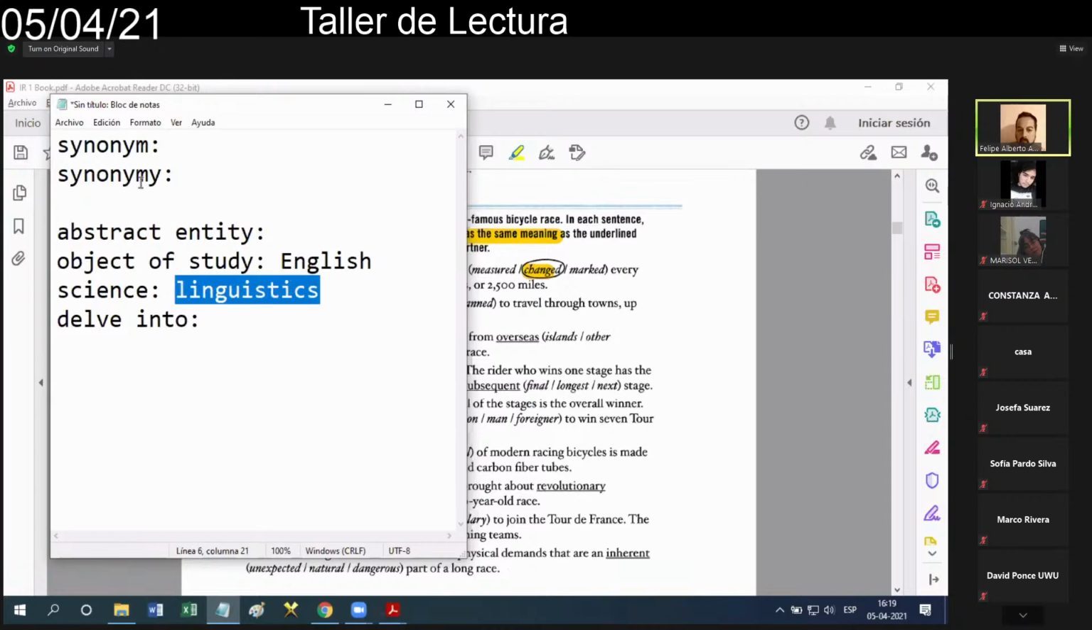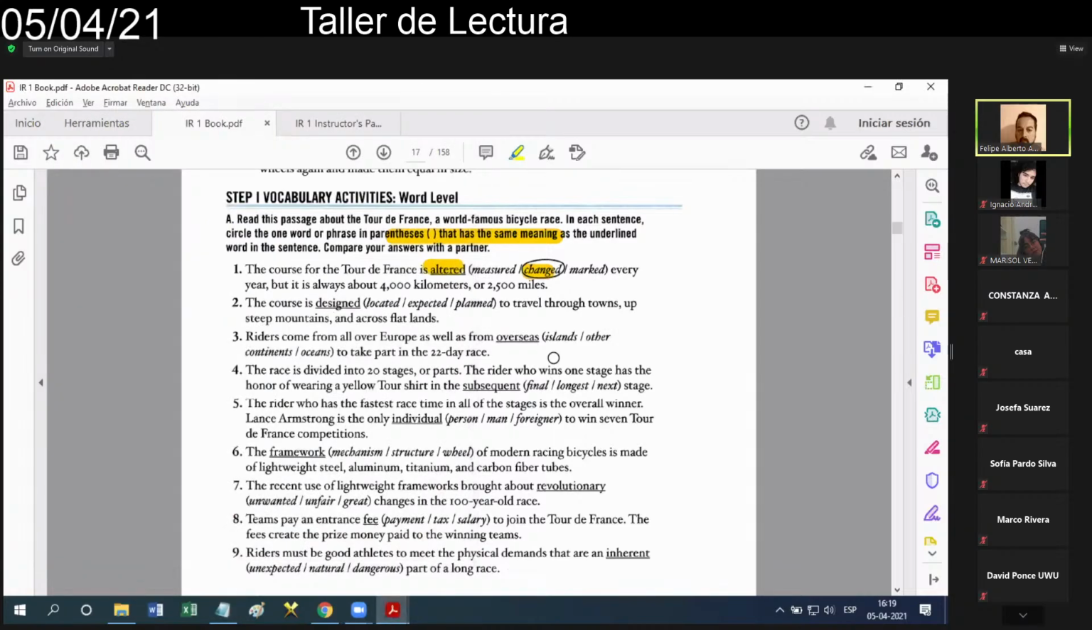And from a linguistic viewpoint, everything that we study is abstract. The synonym is what we use in everyday life, but the synonym has something behind, synonymy. And this is something that happens all the time. Never forget that, please.